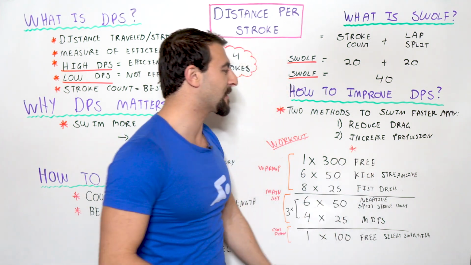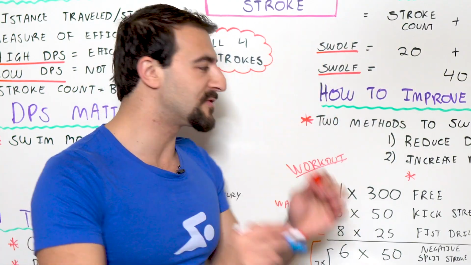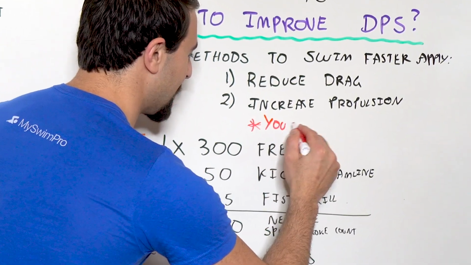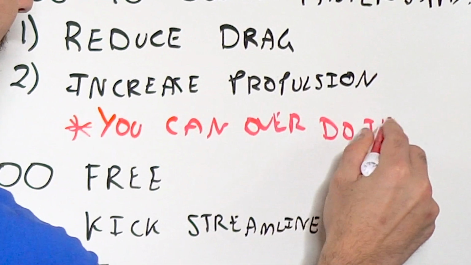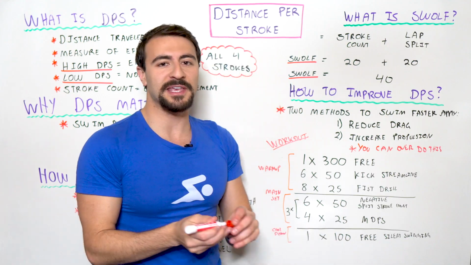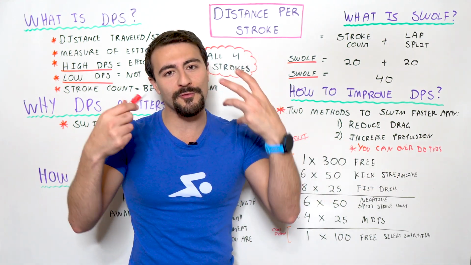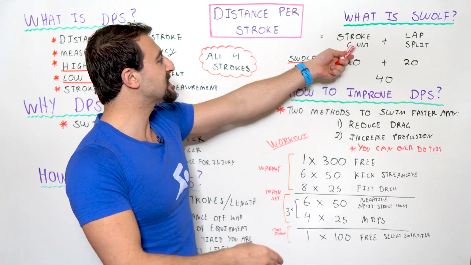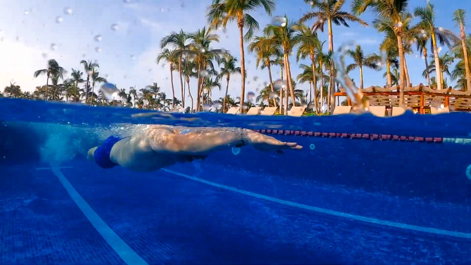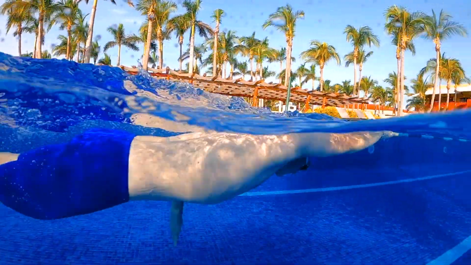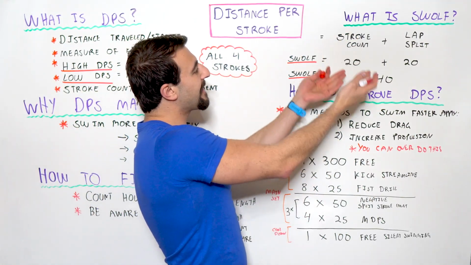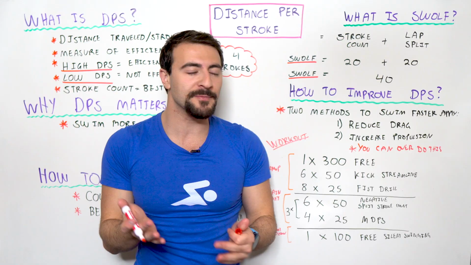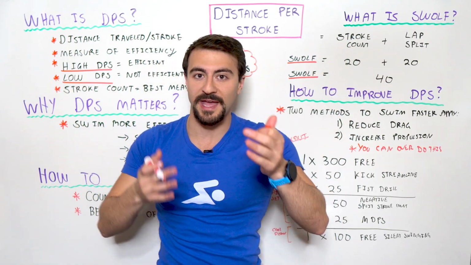We're going to put a big disclaimer: you can overdo this. I'm going to write this down. You can overdo this. What I mean by that is if you over-rotate and over-exaggerate and try to get your stroke count down way too much, what's going to happen is your lap split is going to go up. You're going to swim slower. And so it's a balancing act between your stroke count, how fast you're swimming, and your tempo.